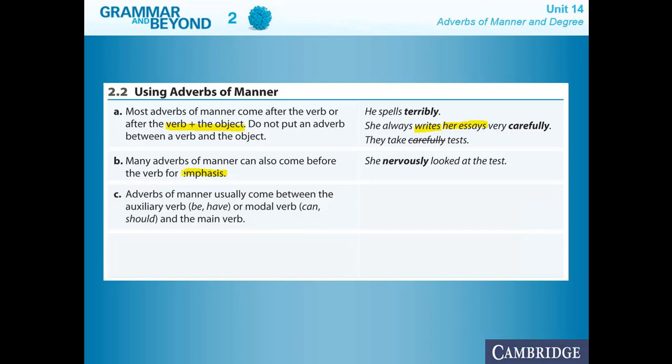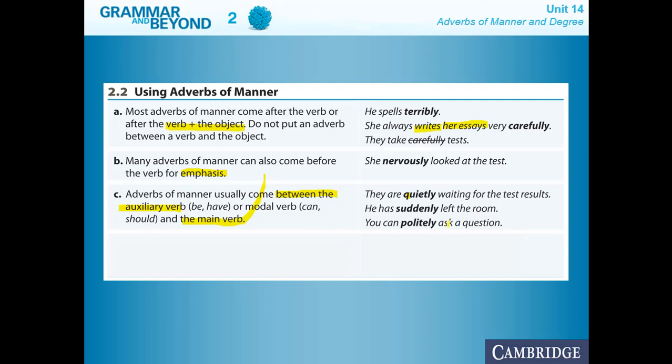Adverbs of manner usually come between the auxiliary verb, be, have, or a modal verb, can and should, and the main verb. Let's see how this works. They are quietly waiting for the test results. You see here, since they go between the auxiliary verb and the main verb, that's why we have quietly here. We have quietly between the auxiliary verb be and the main verb wait. Let's see. She has suddenly left the room.